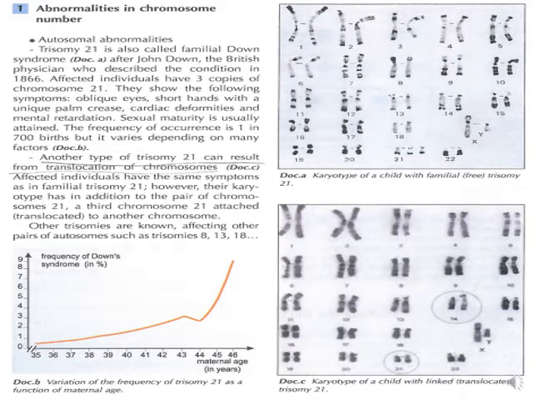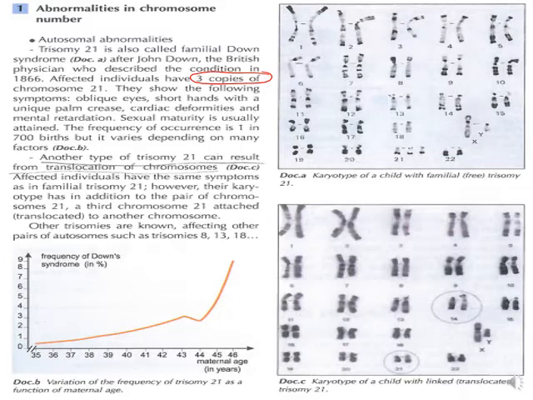So here, abnormality in the chromosome number. Trisomy 21 is called Down syndrome. The British physician who described the condition showed that affected individuals have 3 copies of chromosome number 21. They showed the following symptoms: oblique eyes, short hands with a unique palm crease, cardiac deformities, and mental retardation. Sexual maturity is usually attained. The frequency of occurrence is 1 in 700 births.